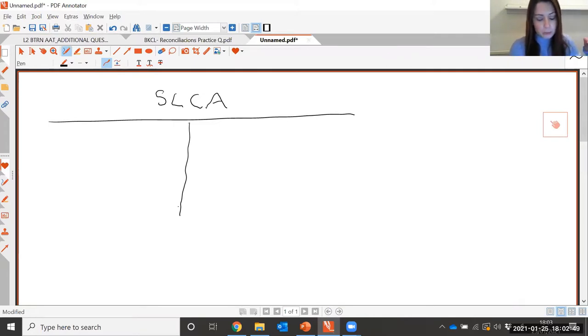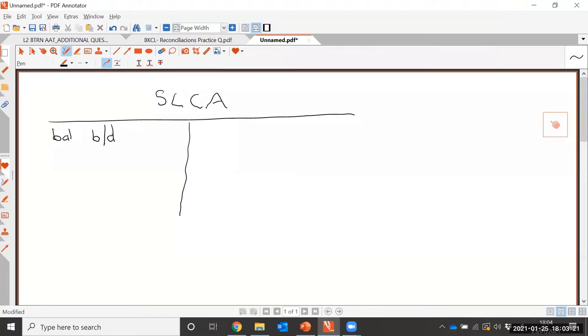So first of all, what may we have on the debit side of the sales ledger control account? What might you see? Balance brought forward? Yeah, excellent. The balance brought down. Because it's an asset account, the balance brought down will always be on the debit side. What else? Sales, yeah, excellent. I can see Madalena has typed that in as well. So I'll put credit sales.